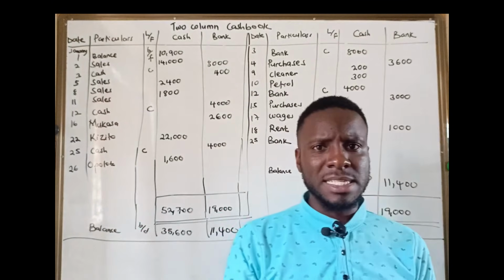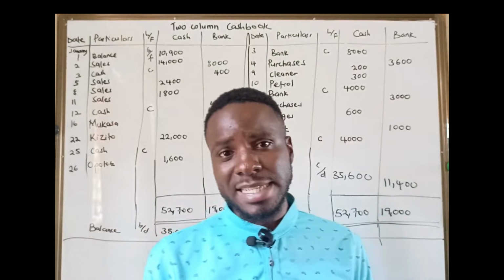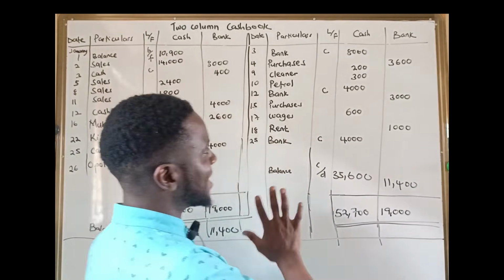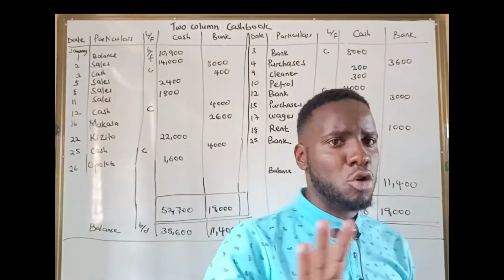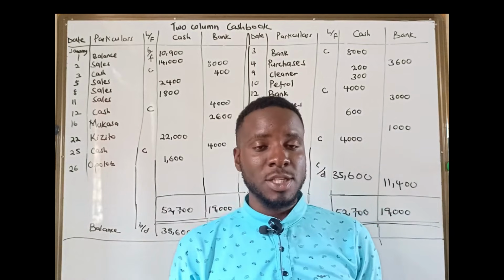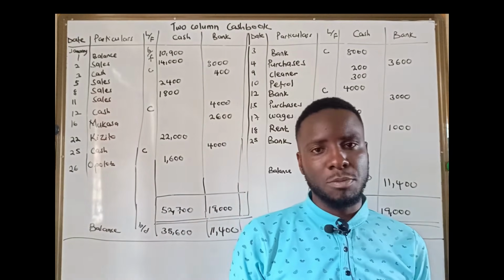Ladies and gentlemen, that's what they call a cash book, and that's how we balance off our cash book. So basically, it's very, very simple. It's all about knowing which one is a receipt, which one is a payment, which one do we place where. So that's all about the two-column cash book.